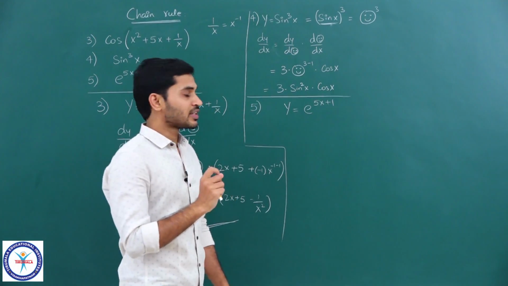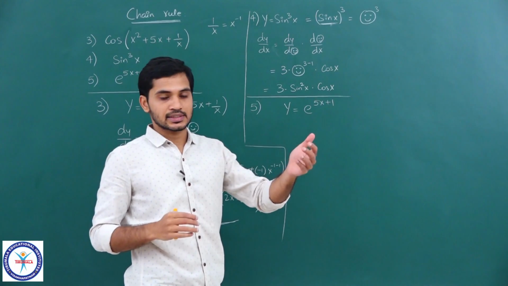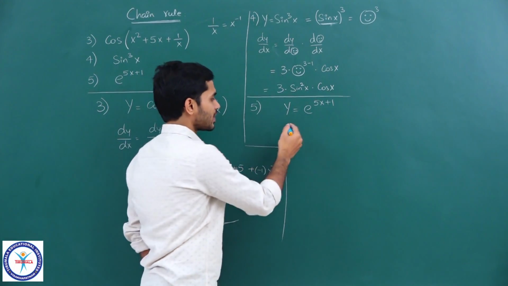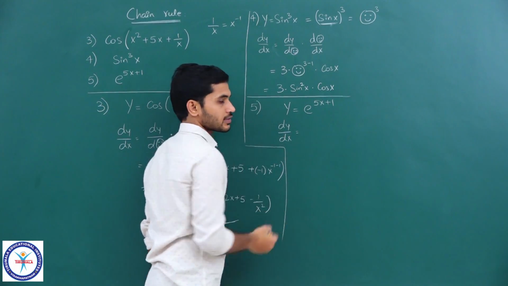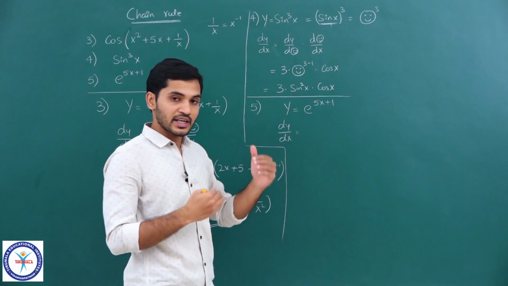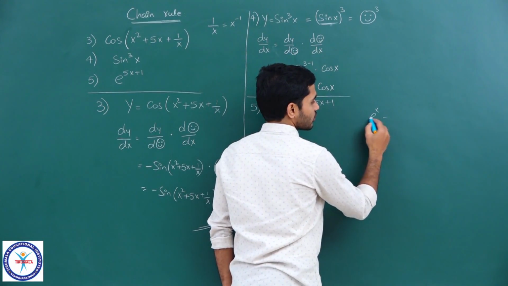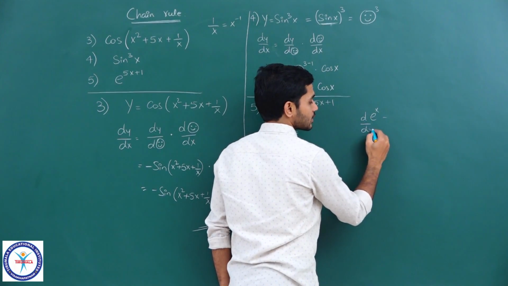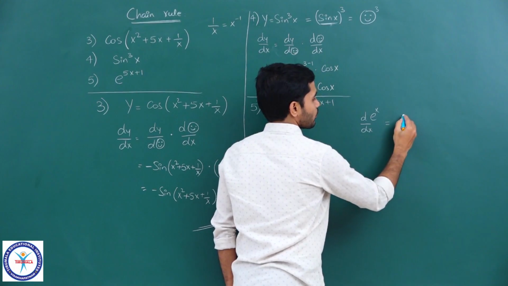So remember once again how we should think. We know the derivative of e power x, clear. In this particular case I need to find dy by dx. So what you will do is create a chain in your mind. What is the chain you are going to do? I know the derivative of e power x. What is the derivative of e power x with respect to x? That would be e power x itself.